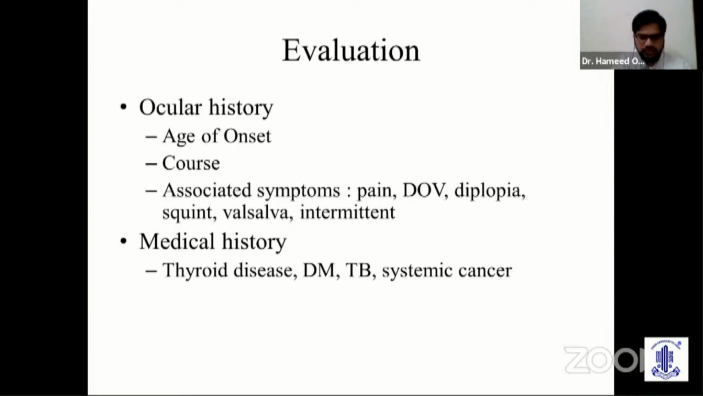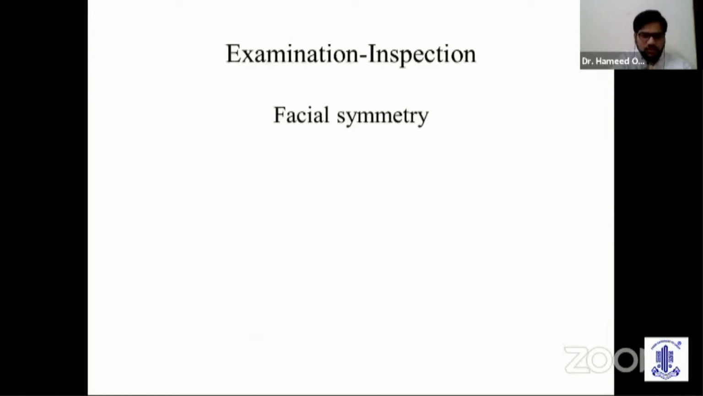Then you ask about diabetes. Very important, if you see an adult patient coming with acute proptosis, it can be a case of invasive orbital mucormycosis in an uncontrolled diabetic patient. Then you ask about tuberculosis or any systemic cancer to rule out mets to the orbit. Then you ask about the family history of cancer and neurofibromatosis.